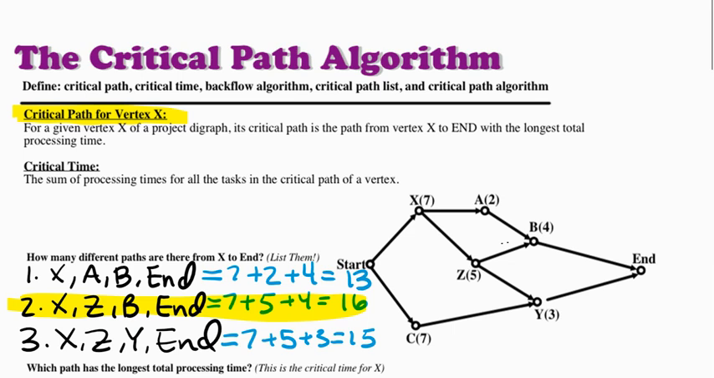This brings us to our next vocabulary, which is critical time. Critical time is the sum of processing times for all the tasks in the critical path of a vertex. We've just identified this second path as the critical path of the vertex. That means that 16 is the critical time for vertex X. And you're going to find that we write critical times in square brackets and processing times in parentheses.